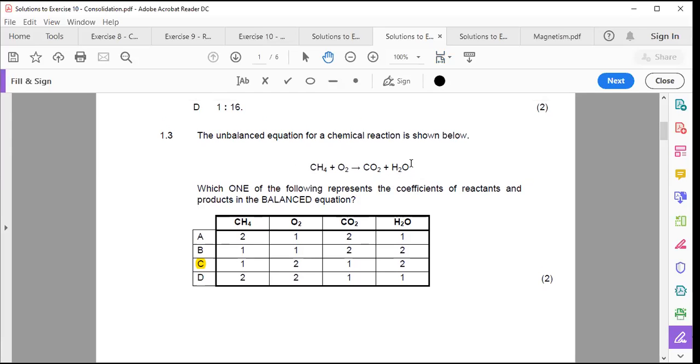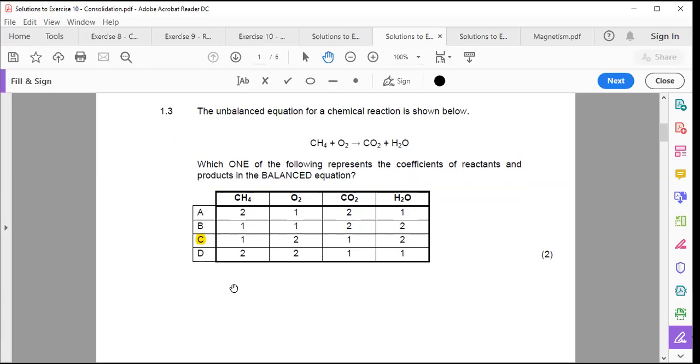So oxygen, it means you're going to have 2 on the water and 2 on the carbon dioxide, which makes it 4. So here to balance, you need to put a 2 here. So methane does not change, it stays as 1. And oxygen becomes 2. So it's 1, 2. And here it doesn't change, so it becomes 1. And the water becomes 2. So your answer is 1, 2, 1, 2. So 1, 2, 1, 2 is C. That's how you balance that one. Is that clear? Yes, sir.